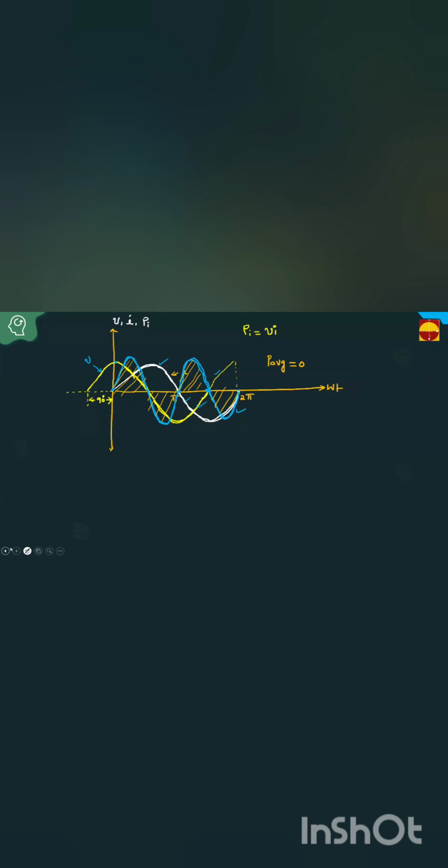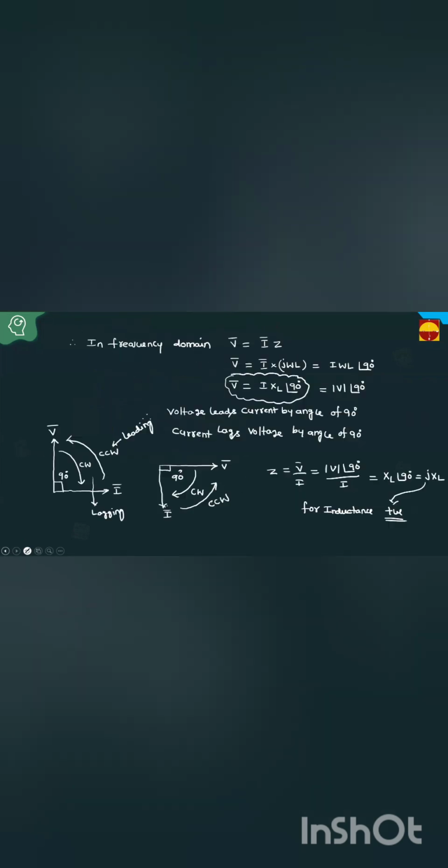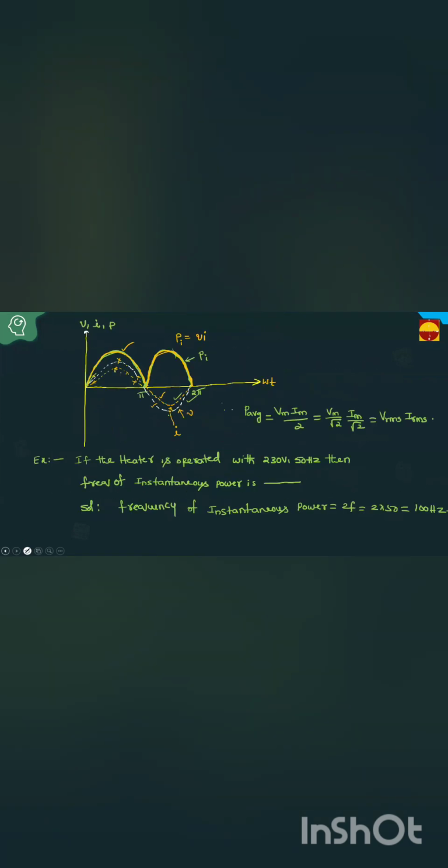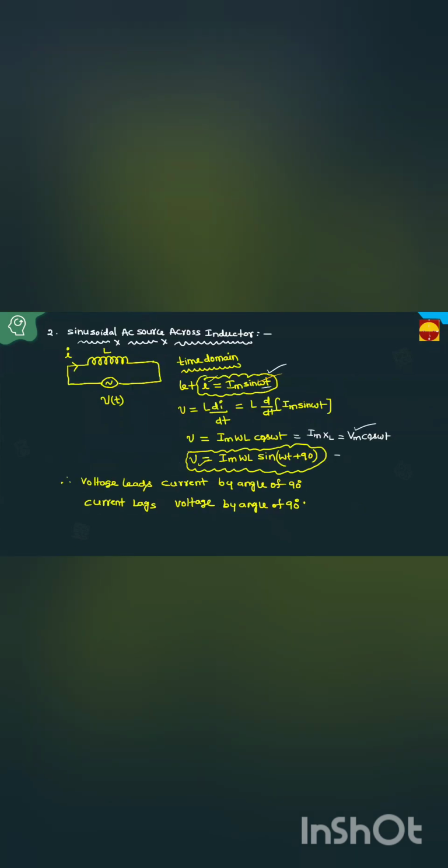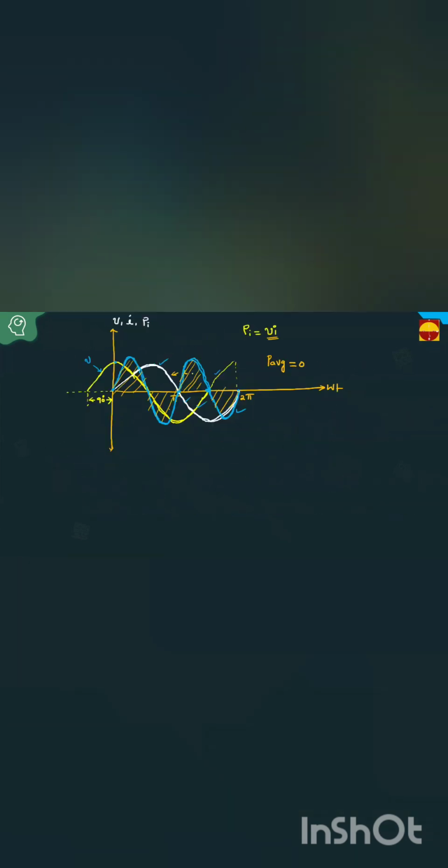Clear? It is simple, sir. How am I drawing the power curve? I am just multiplying the voltage into current. For resistance also, I multiplied voltage into current: positive, positive, positive; negative, negative, positive. Here we are not getting any negative half cycle of power, that's why average power is not 0 there. But here average power is 0, because positive, negative, positive, negative. This is the instantaneous power curve. Clear, friends? You have to concentrate.